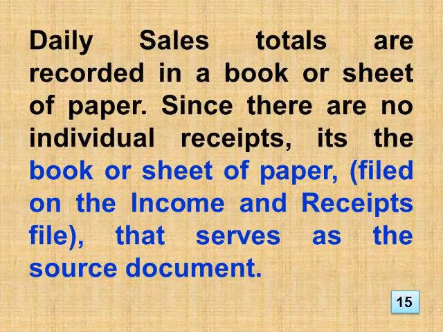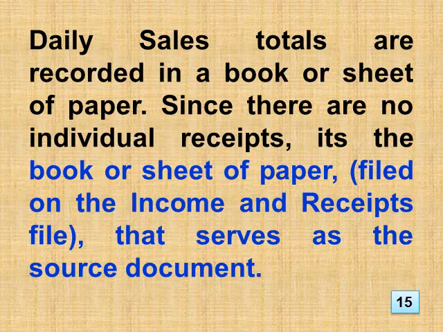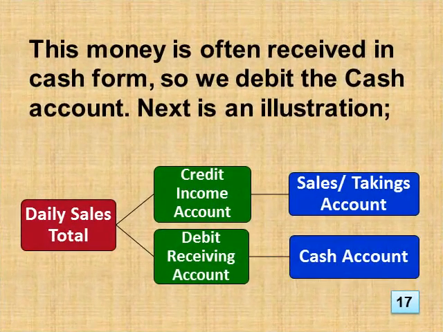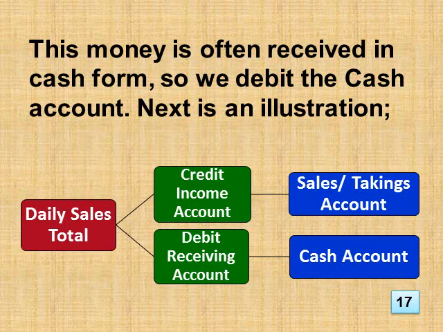Daily sales totals are recorded in a book or sheet of paper. Since there are no individual receipts, it's the book or sheet of paper, filed on the income and receipts file, that serves as the source document. Daily sales totals are recorded by crediting the income account, which is the source of the value or products, and debiting the receiving account, which is the destination of the value. The income account should be the sales takings account. This money is often received in cash form, so we debit the cash account.